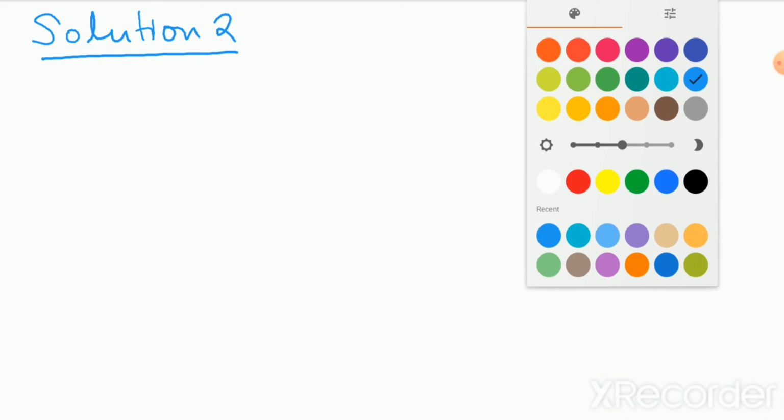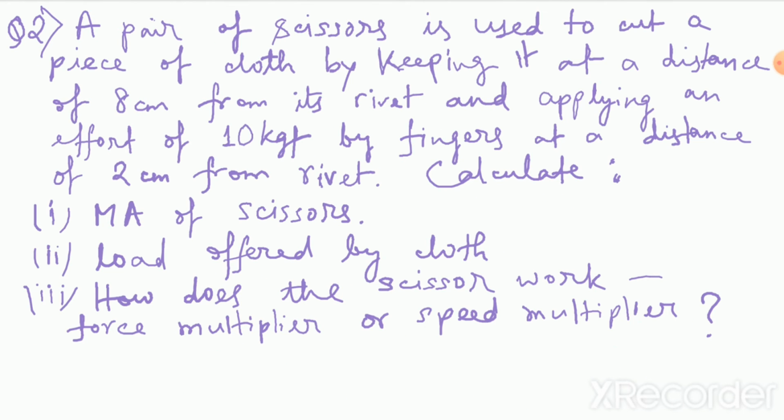Okay. So what does the second question say? A pair of scissors is used to cut a piece of cloth by keeping it at a distance of 8 cm from its rivet. So actually the cloth is the load for the scissor. Where has it been kept? It is kept 8 cm from the rivet. Fine. And an effort of 10 kgf is applied by the fingers at a distance of 2 cm from the rivet. So effort is being applied at a distance of 2 cm, isn't it?